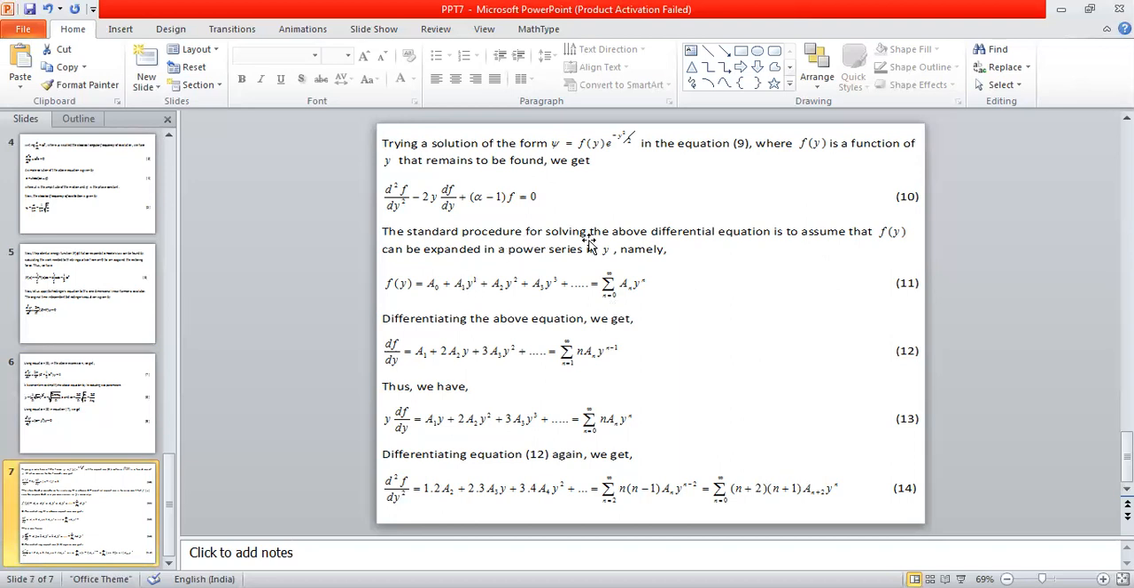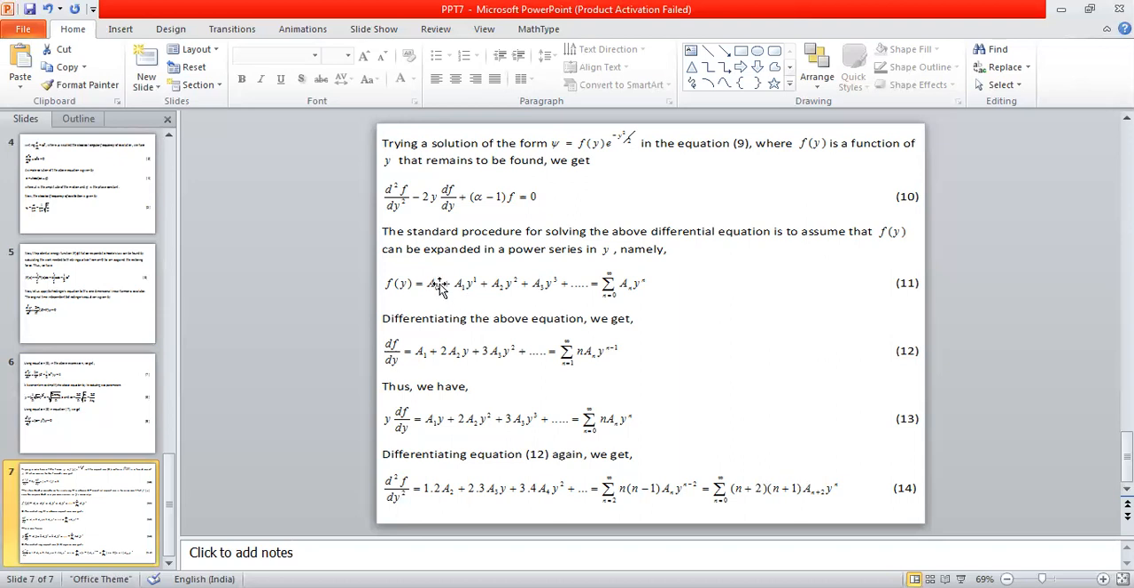Now, the standard procedure for solving the above differential equation is to assume that f of y can be expanded in a power series in y. So in order to find the solution of equation 10, we are assuming that f of y is a power series. That means f of y can be written as a0 plus a1 into y plus a2 into y square plus a3 into y cube plus etc., where a0, a1, a2, a3 are some constants. We need to find them.